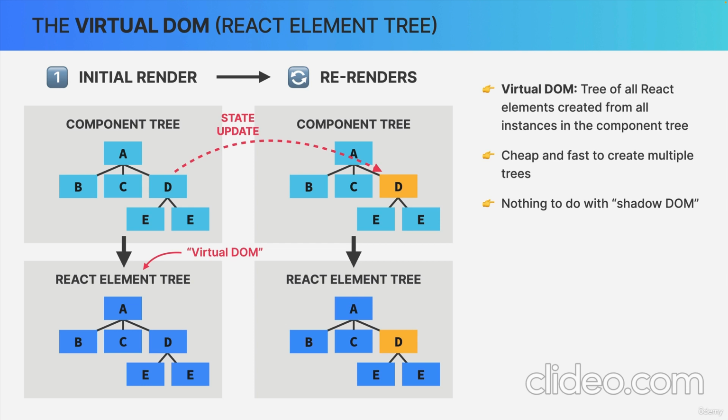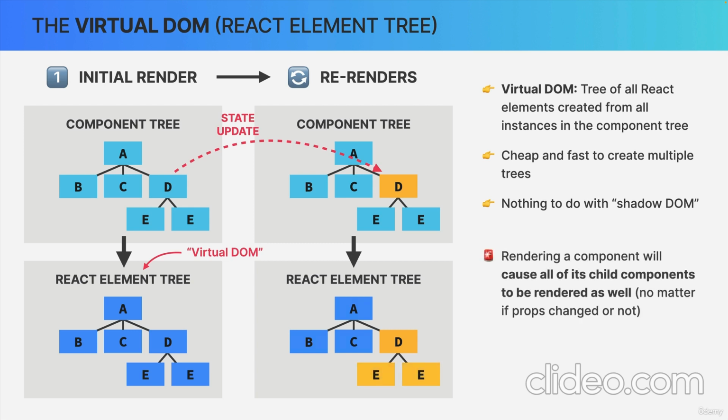But now comes the very important part. Whenever React renders a component, that render will cause all of its child components to be rendered as well. And that happens no matter if the props that we pass down have changed or not. So, again, if the updated component returns one or more other components, those nested components will be re-rendered as well, all the way down the component tree. This means that if you update the highest component in the component tree, in this example component A, then the entire application will actually be re-rendered.